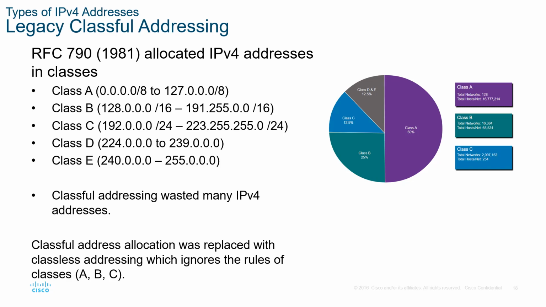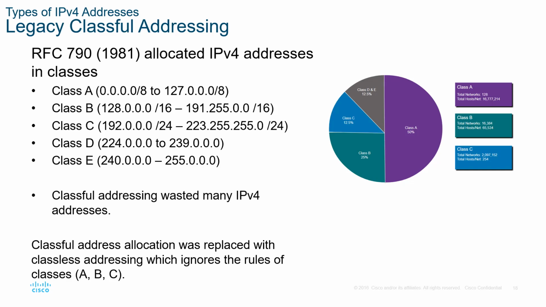Class C happens to be anything that starts with 192 and goes through 223 in the first octet. You'll notice the third private address range is 192.168. So each of these classes has a private address range. We don't do classful addressing anymore. We do classless, meaning we are not tied to the fixed length that are in these classes.